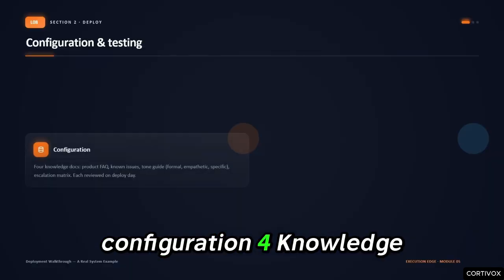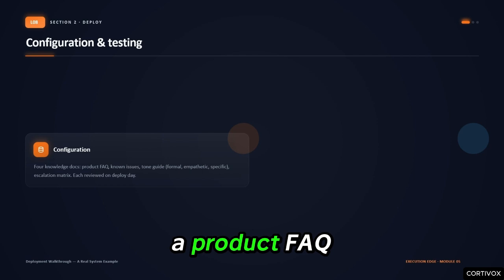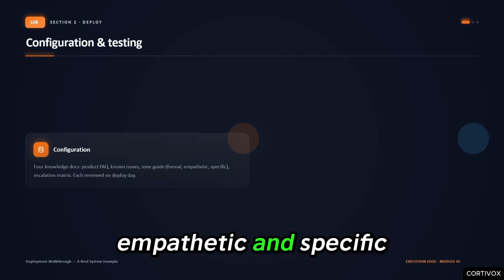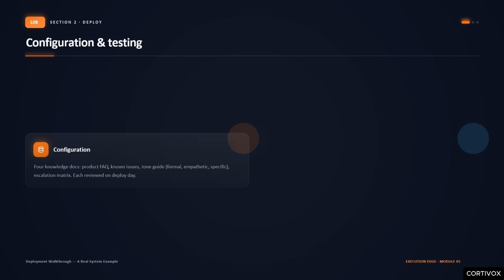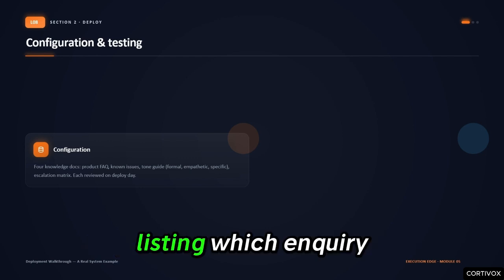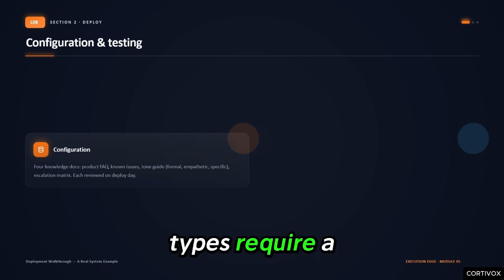Configuration: 4 knowledge documents, a product FAQ, a list of known issues and resolutions, a tone guide specifying formal, empathetic, and specific as the 3 required voice characteristics, and an escalation matrix listing which inquiry types require a human response. Each document reviewed on the day of deployment to confirm it is current.